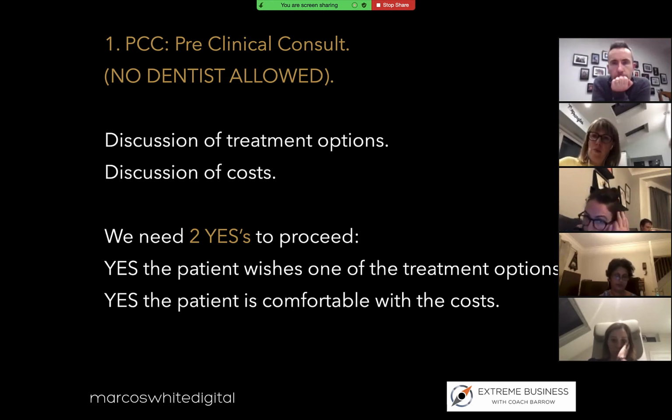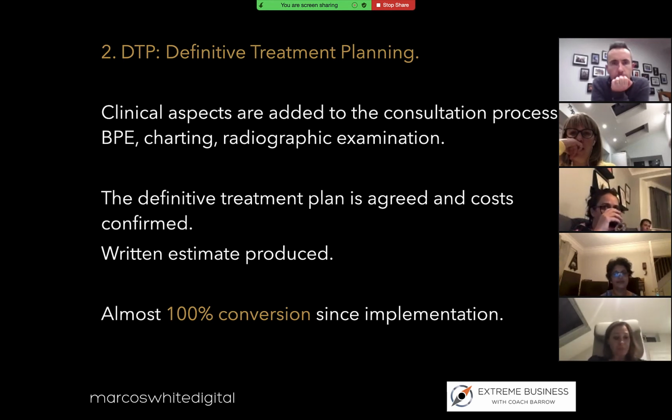It is not uncommon that finances are run at this appointment, or that some financial commitment is made that shows the patient's comfortable. So then they see me for the definitive treatment planning, where the clinical aspects are added to the consult process. Okay, so we already have the scans, we already know what kind of treatment we're heading towards. I then do a clinical exam, take some radiographs, and do that bit.